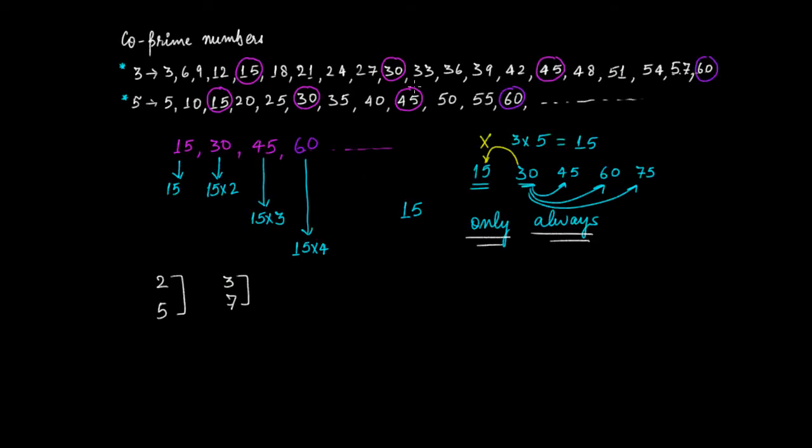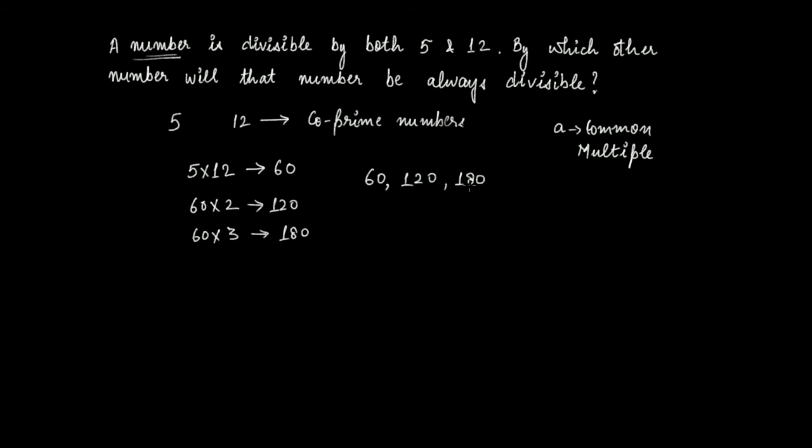And that's exactly what we discussed here. What will be the next common multiple? The next common multiple will be 60 times 4, and that will be 240, and you can go on calculating. So you take any number, suppose let's take 120. 120 is a common multiple, and since it is a common multiple, it is divisible by both 5 and 12, and there is only one number, that is 60, that can divide 120.